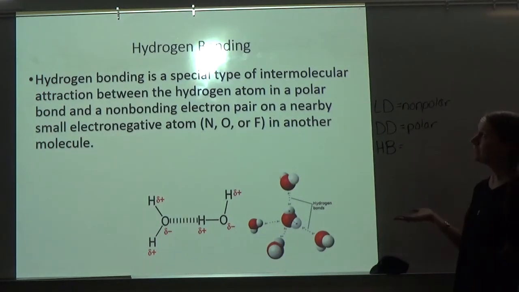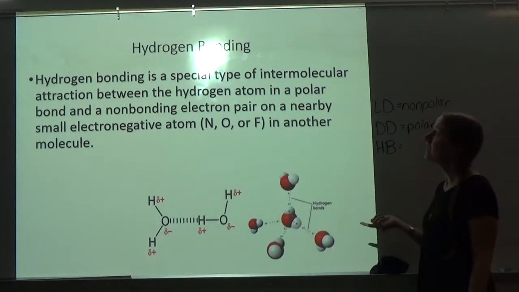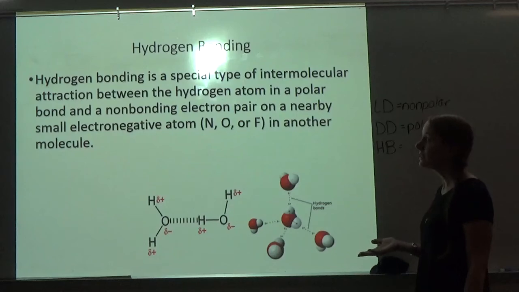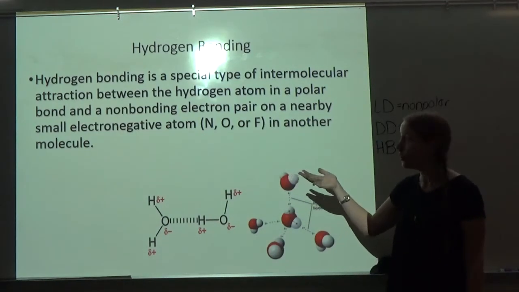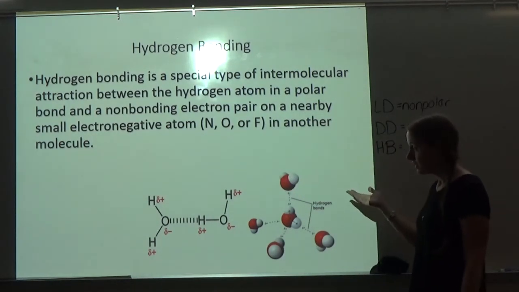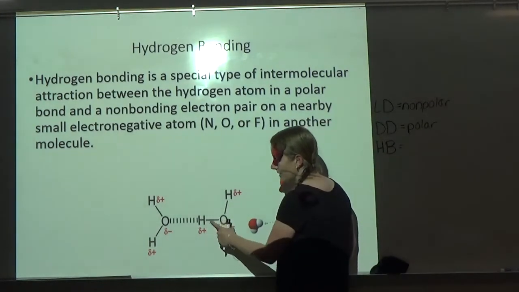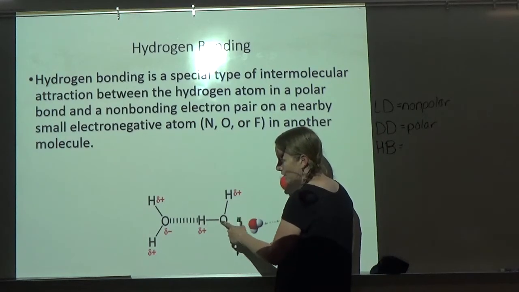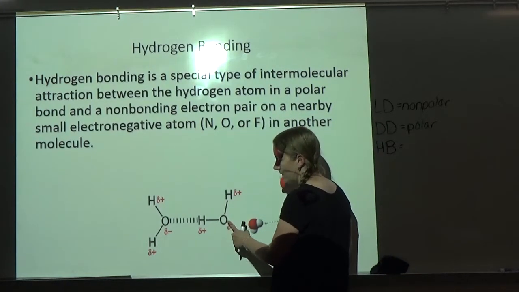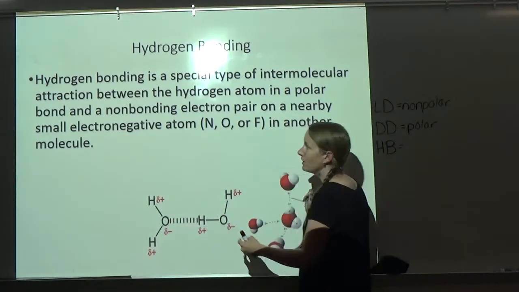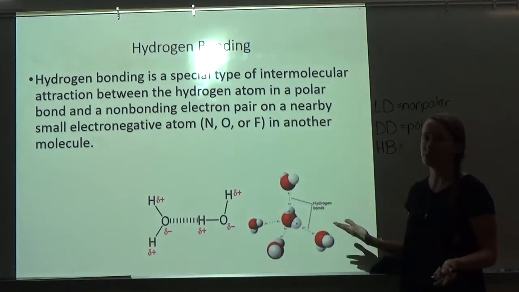Hydrogen bonding is a special type of intermolecular attraction, not a bond, between the hydrogen atom in a polar bond and a non-bonding electron pair of a nearby small electronegative atom, which the choices are N, O, or F, in another molecule. In other words, you have an H that's partially positive but attached to a highly electronegative element being attracted to a highly electronegative element. So you're looking for N, O, and F in those examples.